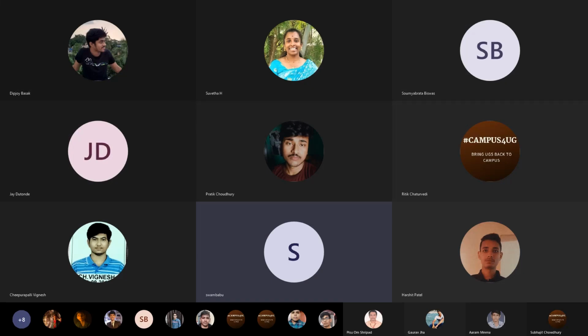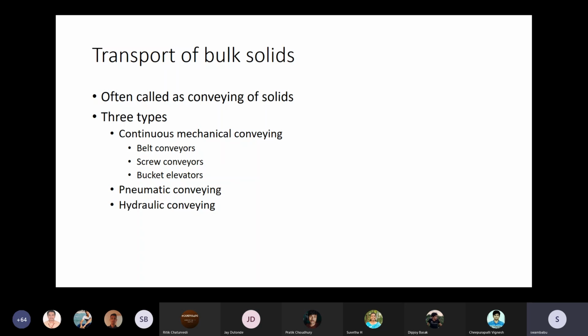point A to point B. Often, the transport of bulk solids is also called conveying of solids, because for gases and liquids there's a continuous transport. There's a continuous connection between the molecules, and that makes the whole transport easier. Whereas solids transport is basically taking out one by one. There is no continuity between the individual particles, although we are transporting continuously. That's why it's called conveying of solids.